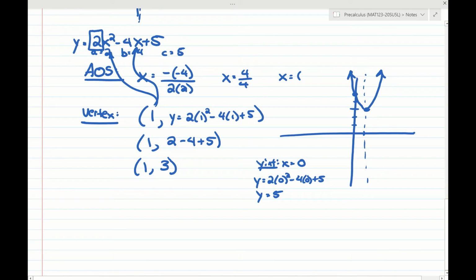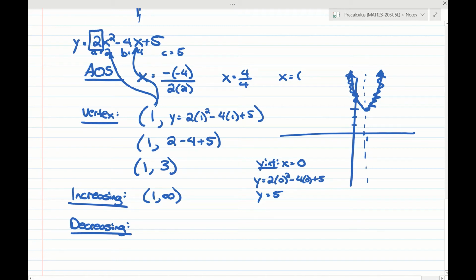So let's finish this up by talking about what interval it's increasing on, what interval it's decreasing on, and then we'll do one more example. So this graph is increasing, starting at 1. It looks like it goes up for forever. It decreases from negative infinity up until the x value of 1.